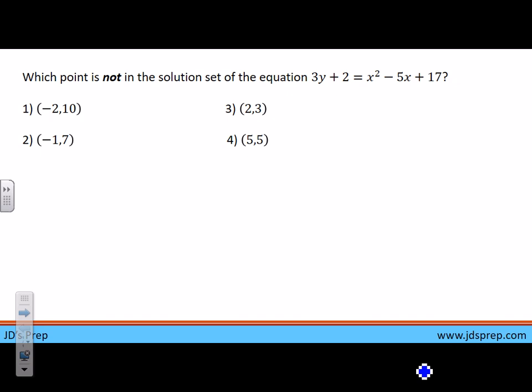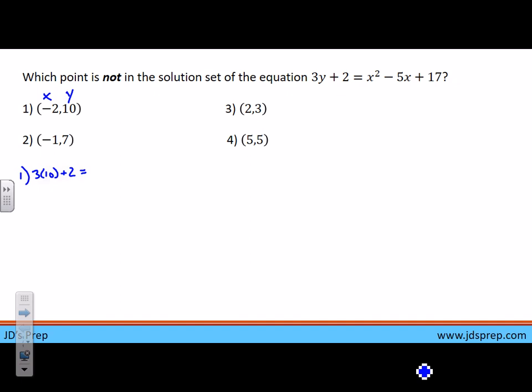We can start off with number 1, the point -2, 10. For this point, the x-coordinate here is -2, and the y-coordinate is +10. So when we plug them into the equation, we want the x to be replaced with -2, and the y to be replaced with 10. So for that first point, we would have 3 times 10 plus 2 equals, and here we want x squared.